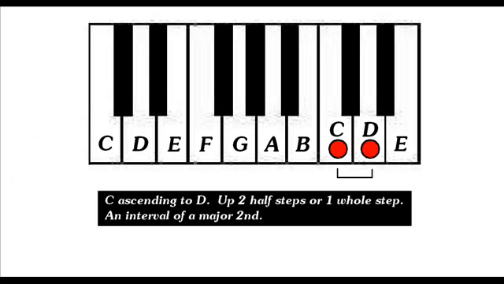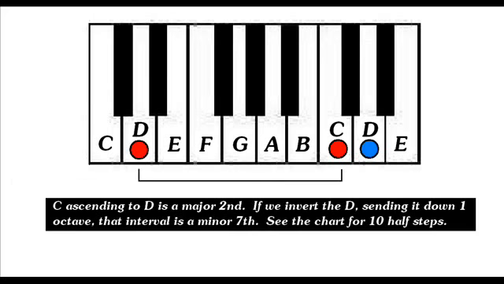Observe C ascending to D, up 2 half steps or 1 whole step, an interval of a major second. Now, let's invert that D. Remember, the rule of 9 applies. We had a major second, so the new interval must be a seventh. We descend 10 half steps, an interval of a minor seventh.